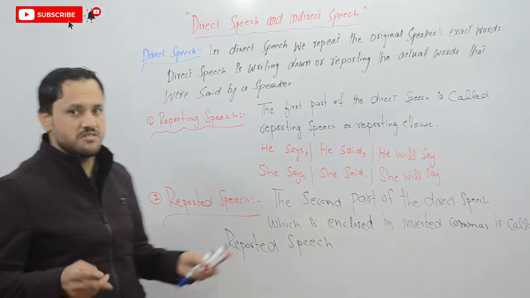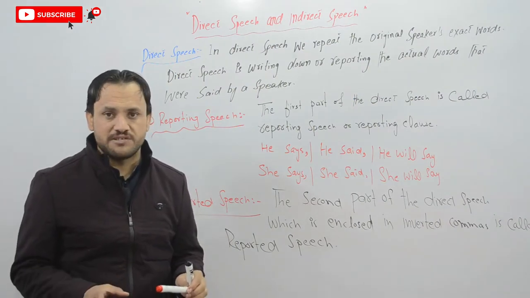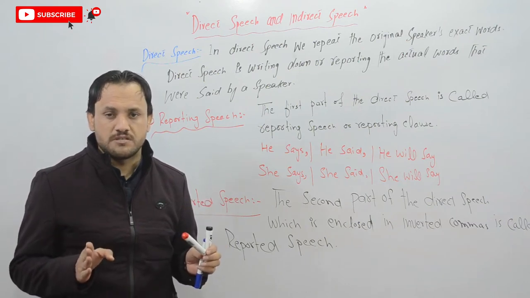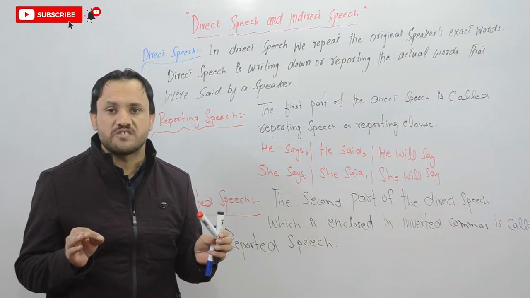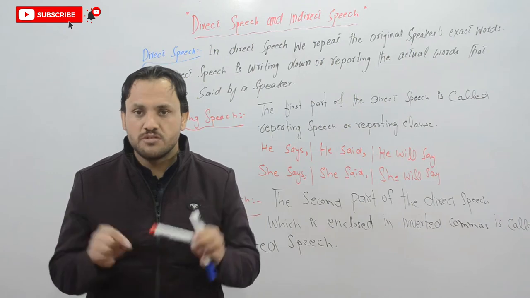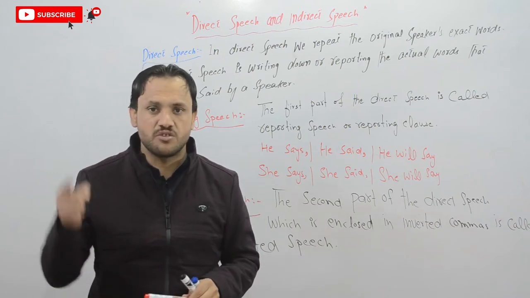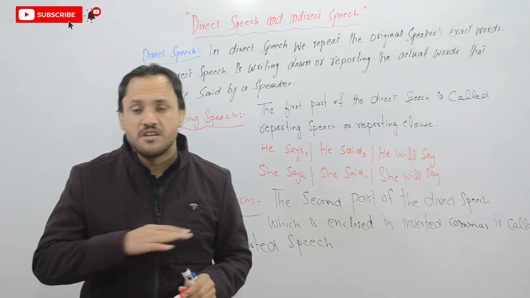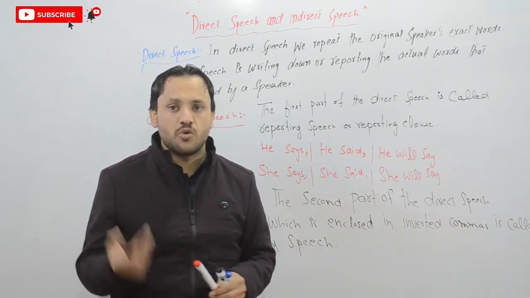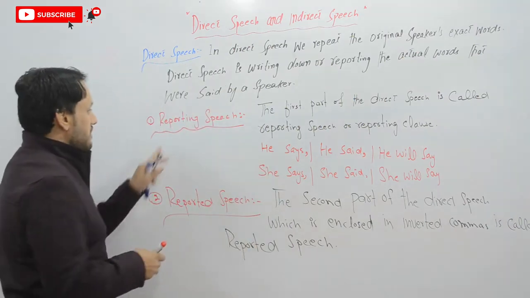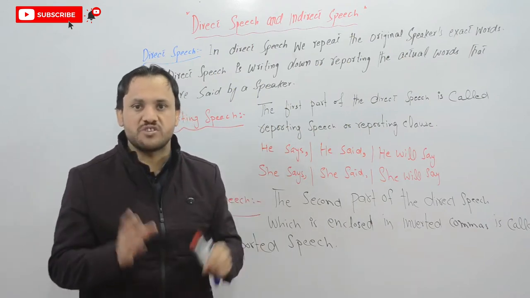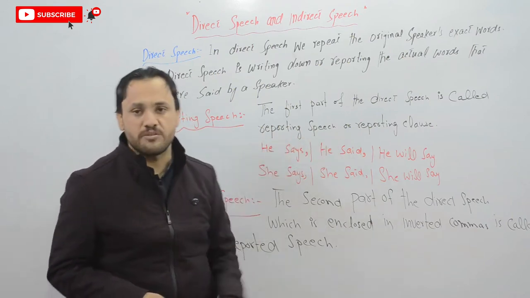So direct speech is, I mentioned earlier that direct speech has got two clauses. One clause is placed between the inverted commas or the quotation marks. That is called reported speech. And the one that is not enclosed, that is out of the inverted commas, is called a reporting speech. Like for example, the first part of the direct speech, which is not enclosed in inverted commas, is called reporting speech or reporting clause.